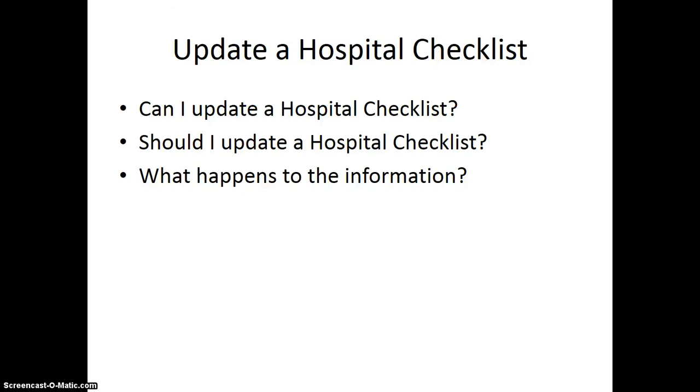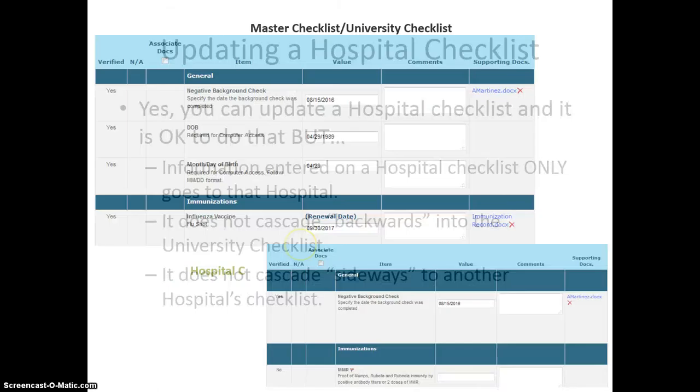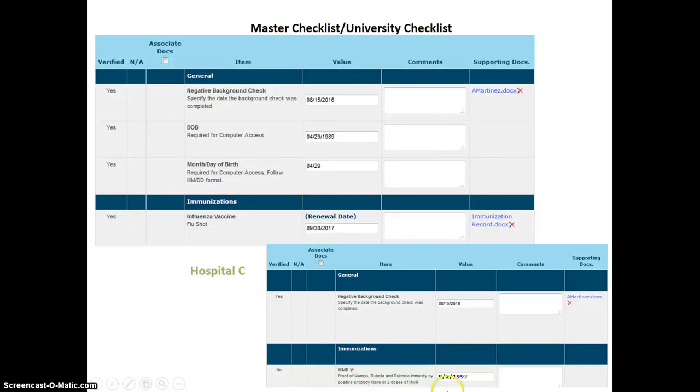So, can you update a hospital checklist? You can at any time, but should you? And what happens to this information? If you enter an item on a hospital checklist, it will stay there for just that hospital. The information will not travel backwards to the master checklist, and the information will not cascade sideways to another hospital when a student is scheduled elsewhere. So, if the requirement is not on the master checklist, you may find yourself entering the same information on individual hospital checklists. That's why we encourage making the university checklist a true master checklist.